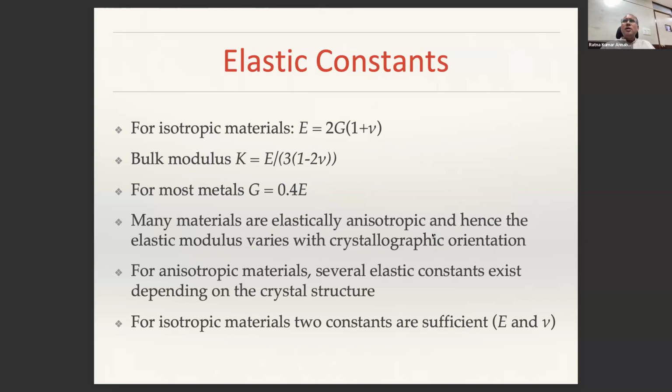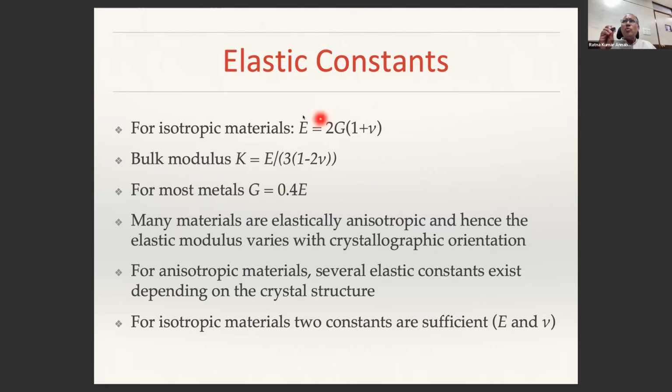Okay. Now we have measured elastic modulus E, and for an isotropic material, you actually need only two elastic constants to describe its mechanical behavior, that is, elastic modulus and Poisson's ratio. If you know elastic modulus and Poisson's ratio, you can also define something called a shear modulus through this relation, G is equal to E by 2 into 1 plus nu. Similarly, we can define bulk modulus.